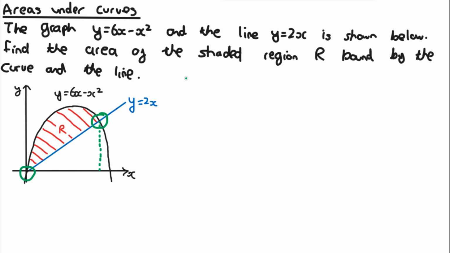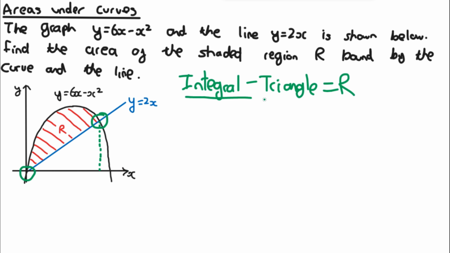So what we figured out is that if we find the integral and then we find the area of the triangle, and then we minus the area of the triangle, that will give us R. I usually write a formula like this because this is quite like a good setup of where we need to go. Okay, so let's start with the integral.